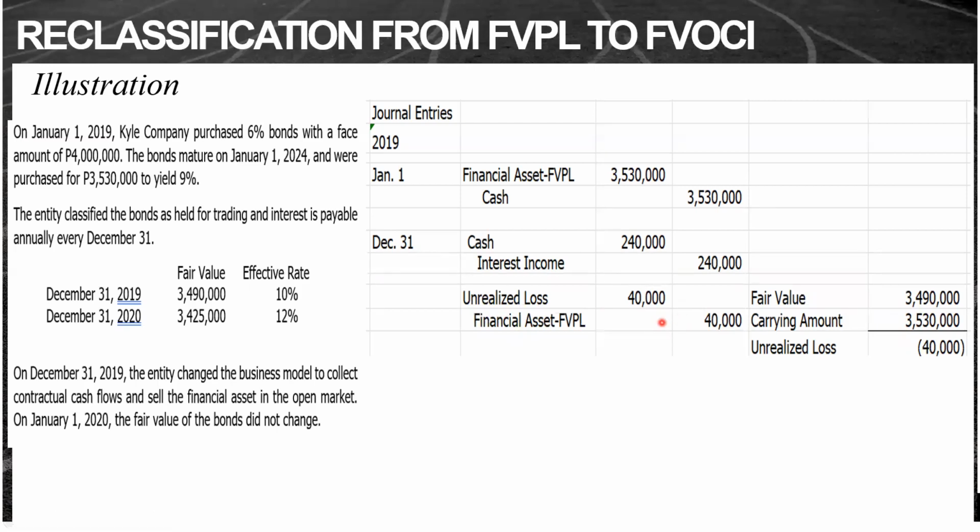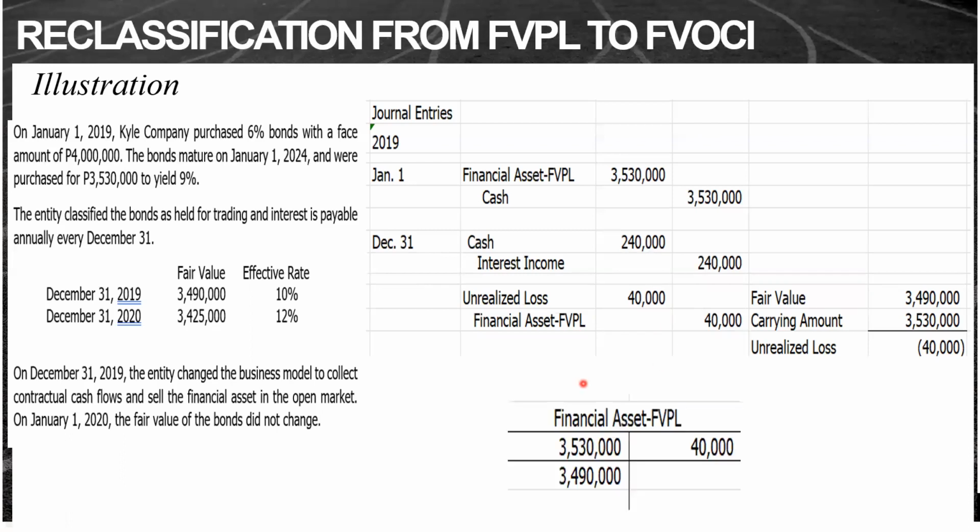Now, take note, in December 31, 2019, there's a change already in the business model. So from FVPL, dapat maging FVOCI na pagdating ng January 1. So how do we account for that? So anyway, this is the account of your financial asset FVPL at the end of December 31, 2019. So yung balance natin ay equivalent sa fair value, which is 3,490,000.